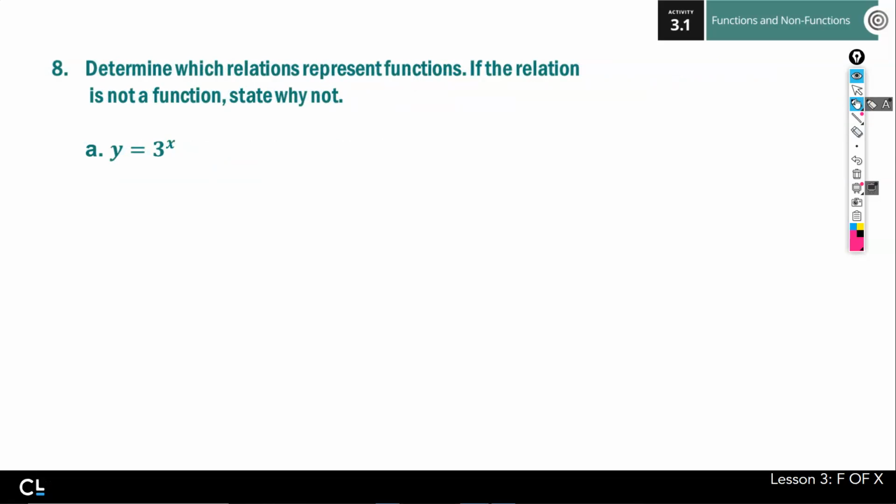And I think about this function, and I maybe come up with some values for x and y and create a table. Let's say I plug in 1 for x. So 3 to the first power is going to be 3. Let's say I plug in 2, 3 to the second power is going to be 9, and so forth. I'm going to get unique numbers. This is a function.